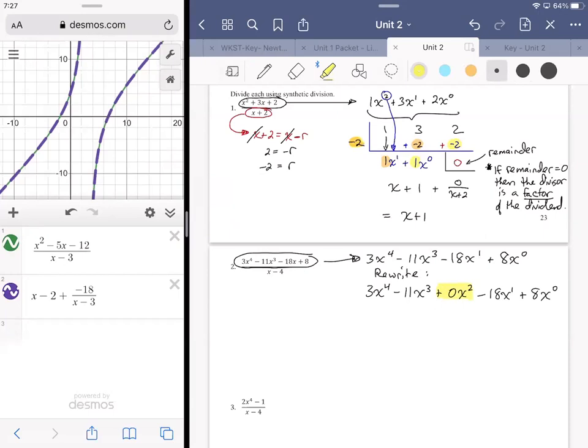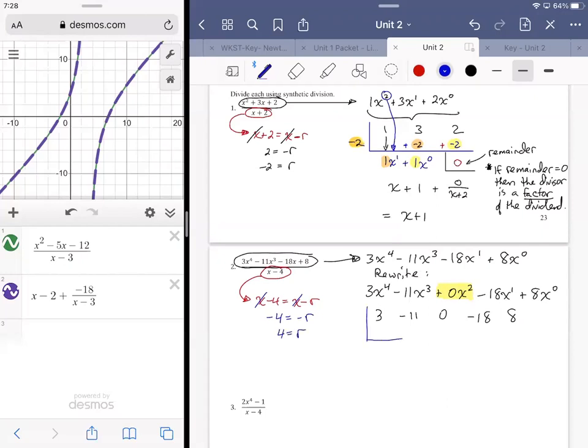So if you have any missing powers, we have to assume a coefficient of 0. If we strip this down to just the coefficients, it becomes 3, -11, 0, -18, and 8. Then we look at the denominator, x minus 4, and set that equal to x minus r. The x's would then cancel. That happens every time it's x minus or x plus something. If the leading coefficient is something other than a 1, then it's a different story. So -4 is equal to -r, which means +4 is equal to +r.